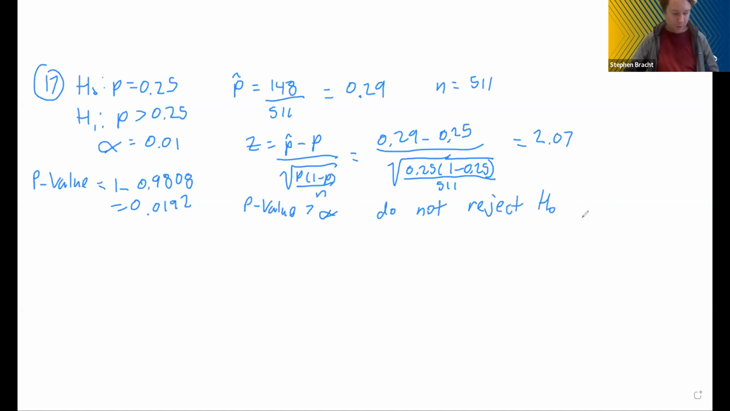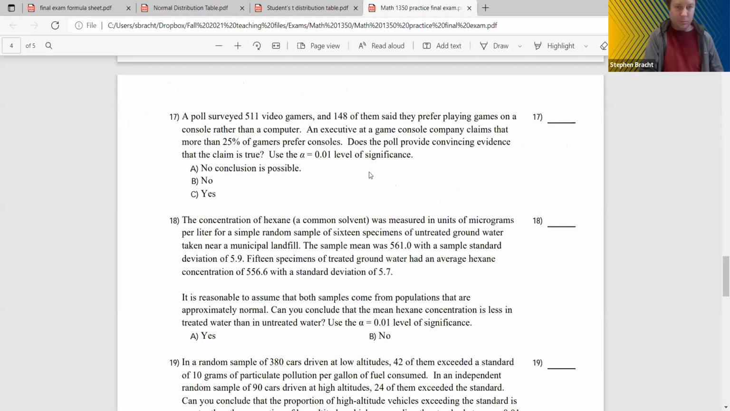Okay. And for the calculator, you would want to use 1-prop z test for this one. Okay. I'm going kind of quickly, but almost out of time. So does the poll provide convincing evidence that the claim is true? You would answer no. The answer there is B. Okay.